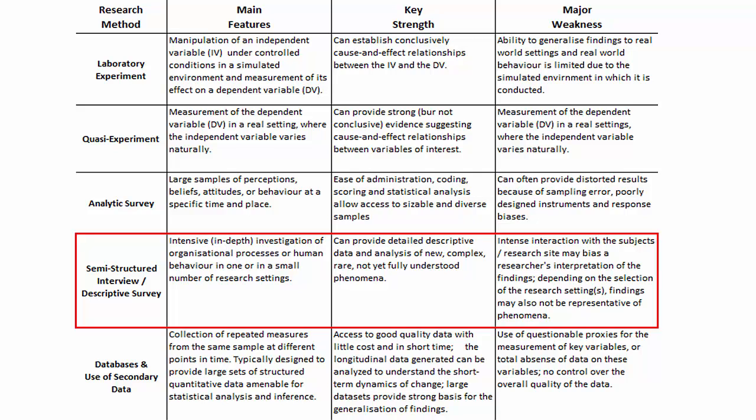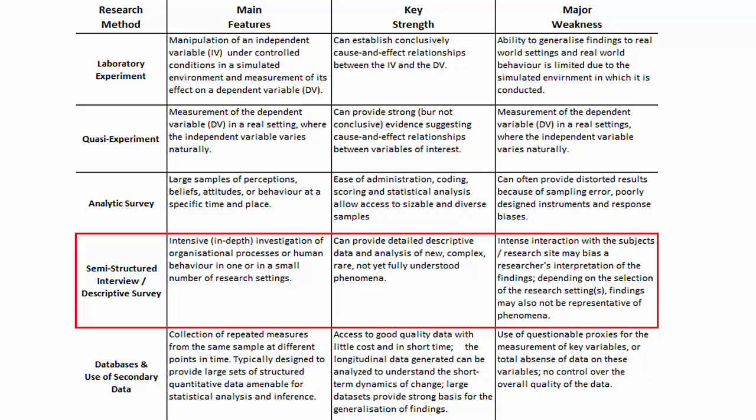About qualitative research methods, semi-structured interviews or descriptive surveys are included under this category. The main features of such methods include that the investigation is intensive and in-depth, so sample size, for example, is of no relevance here. It may occur in one or a few research settings, never in a statistically significant number of settings. The strength is that it can provide detailed descriptive data, and it can allow for the analysis of new, complex, rare, or just generally not fully understood phenomena.